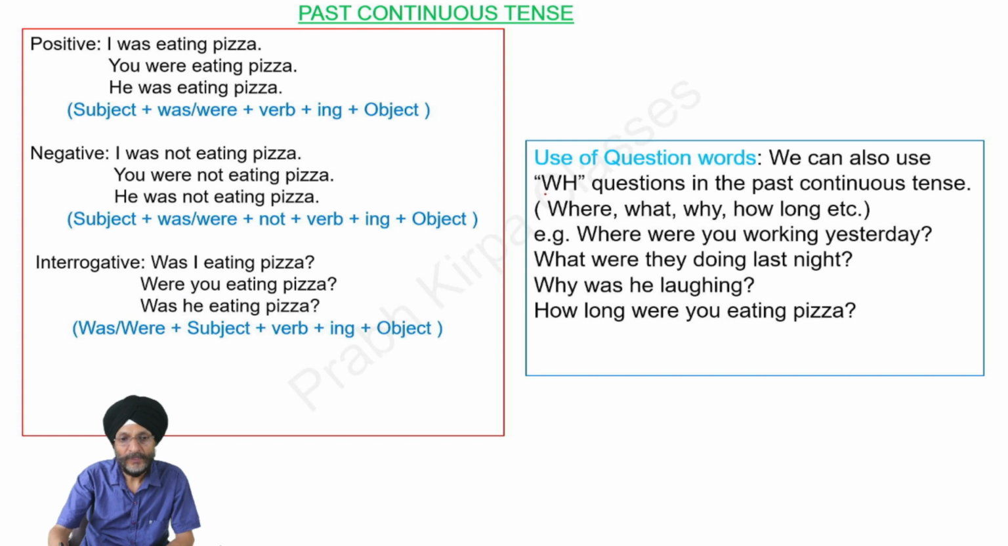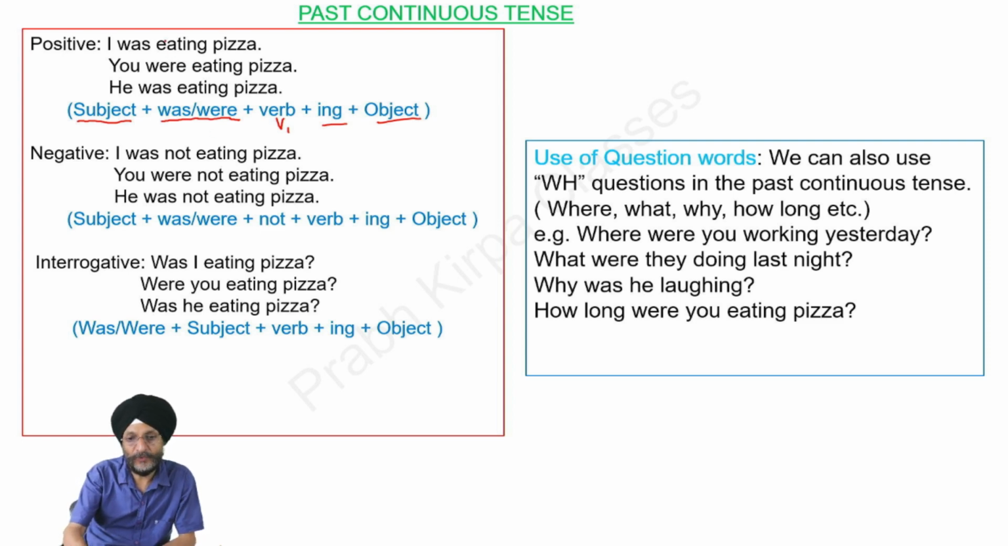Now we come to the positive, negative, and interrogative form of the past continuous tense. First, positive form. When we want to form the tense in positive form, this is the formation. First comes the subject. This is followed by was or were. Then comes the first form of the verb, and then we have to add ing, and then comes the object.